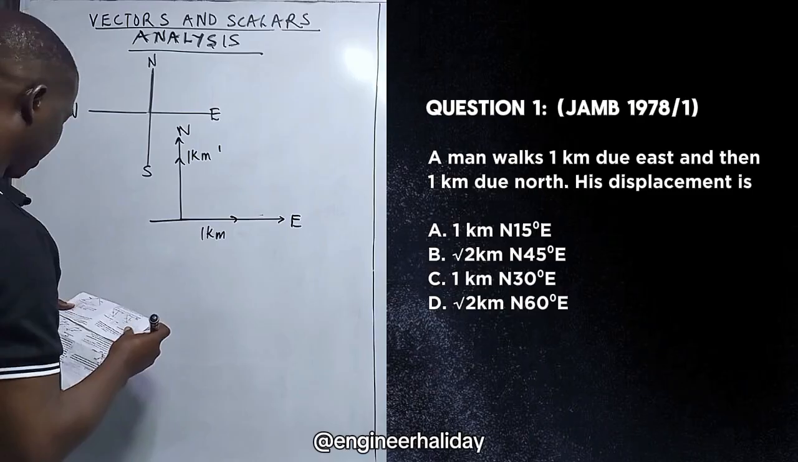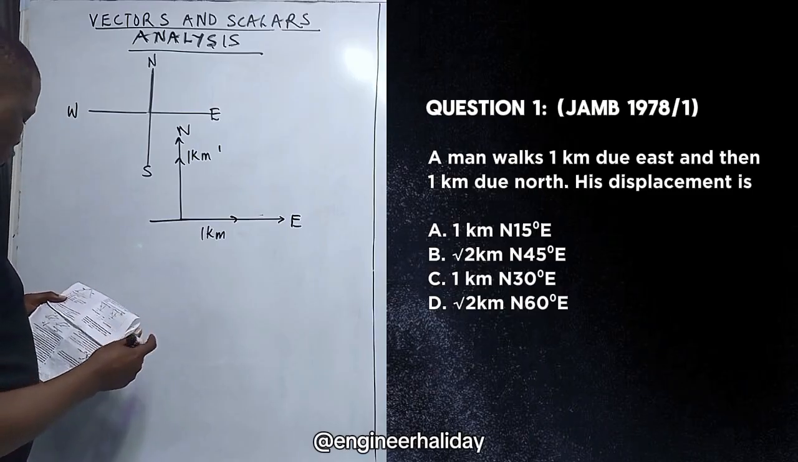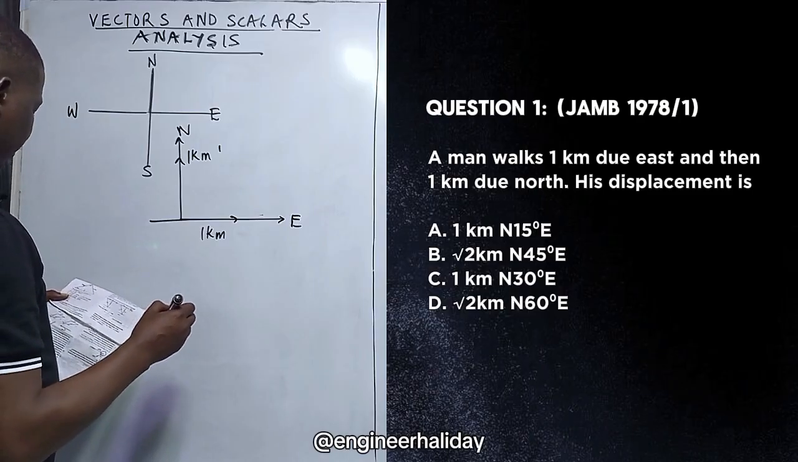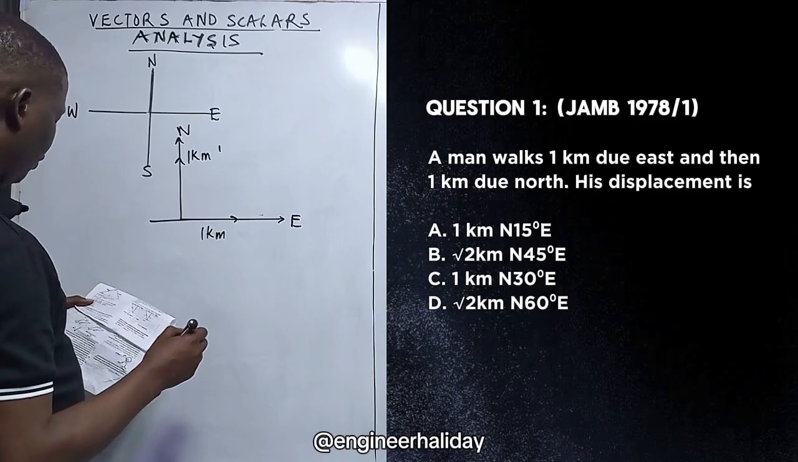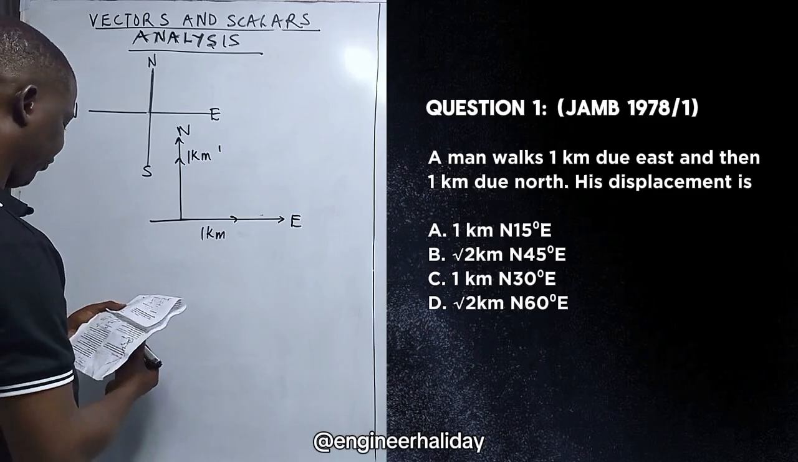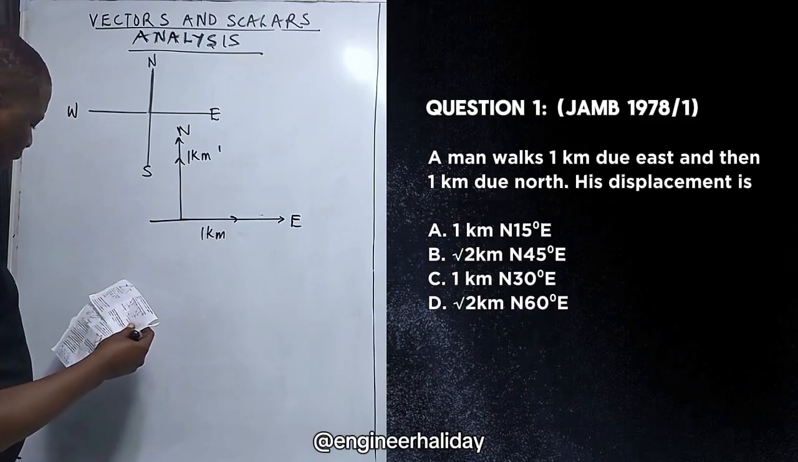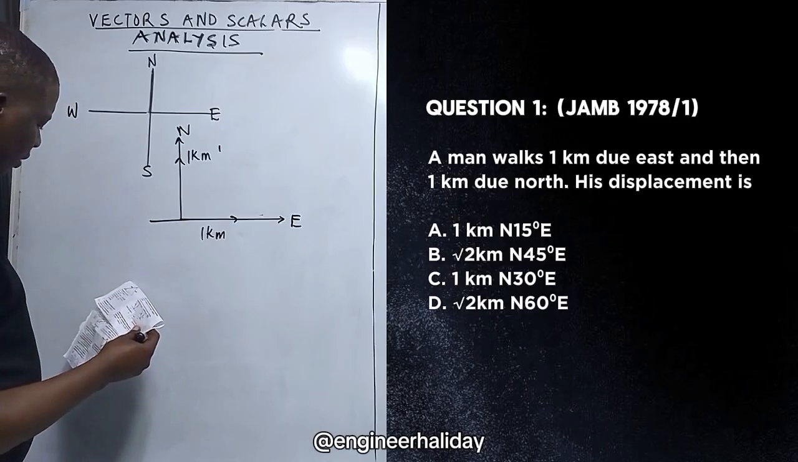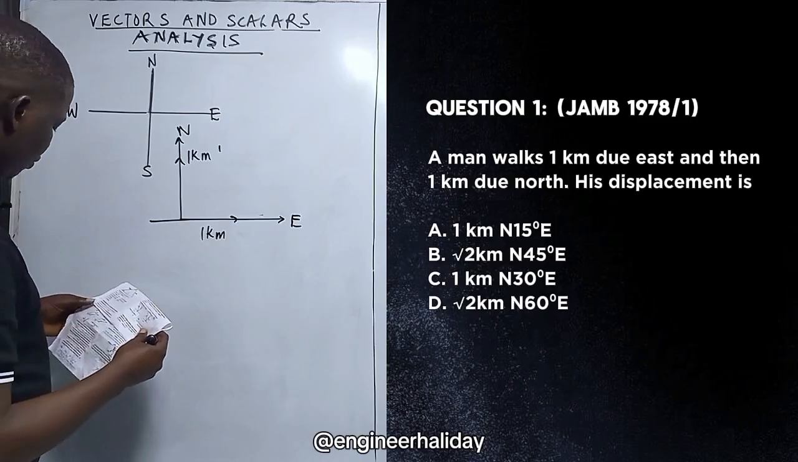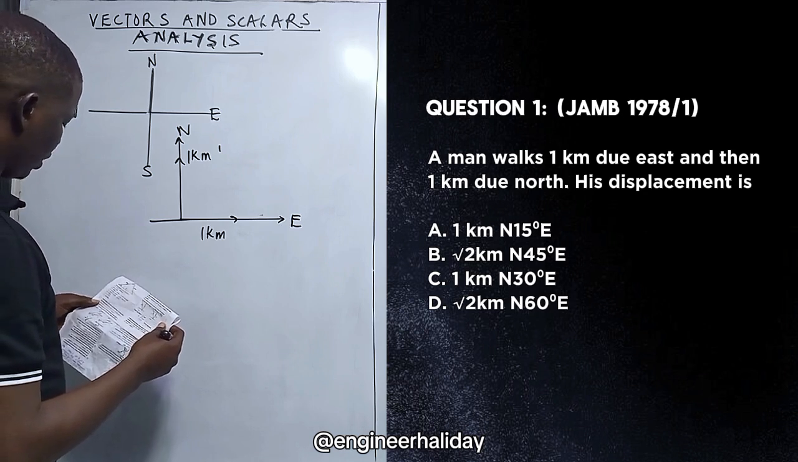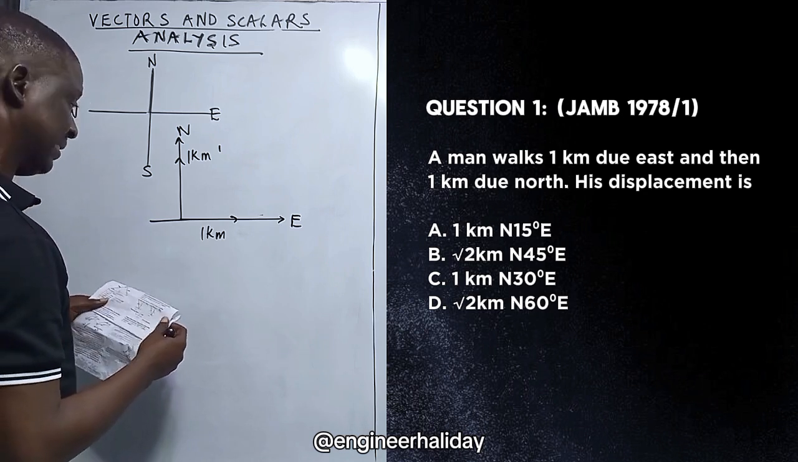Its displacement is dash. A, 1 kilometer north, 50 degree east. B, root 2 kilometer north, 45 degree east. C, 1 kilometer north, 30 degree east. Then D says root 2 kilometer north, 60 degree east.